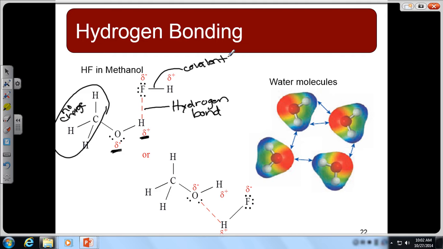So if you place HF in methanol, we have two liquids we're thinking about here. They're going to be soluble in each other because they're going to hydrogen bond.